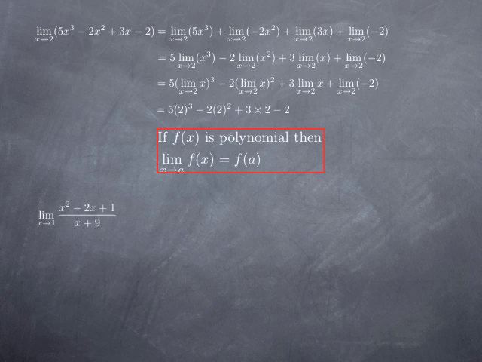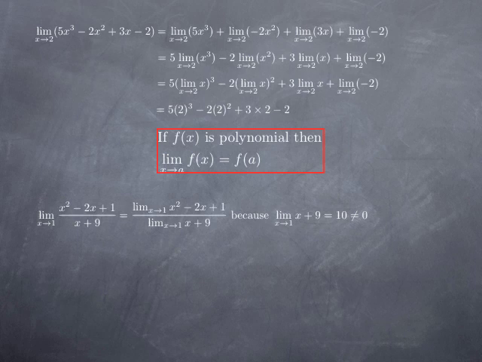What if we have a rational function instead? By a rational function, I mean a quotient of two polynomials. As long as the limit of the bottom is not 0, I can say that the limit of a quotient is the quotient of the limits. In this case, there's no problem because the limit of x plus 9 is a polynomial, so to get that limit I can just plug x equal 1 inside that function. I get 10, which is not 0. So I get the quotient of the limits.